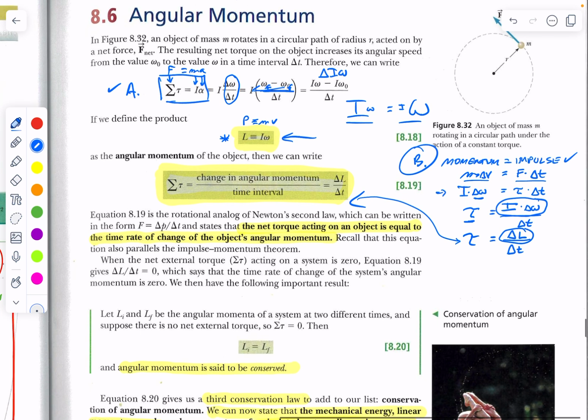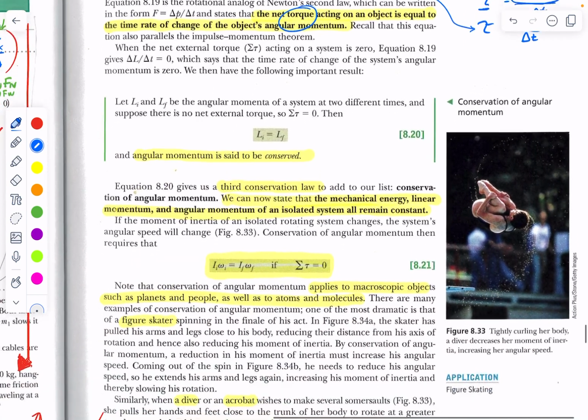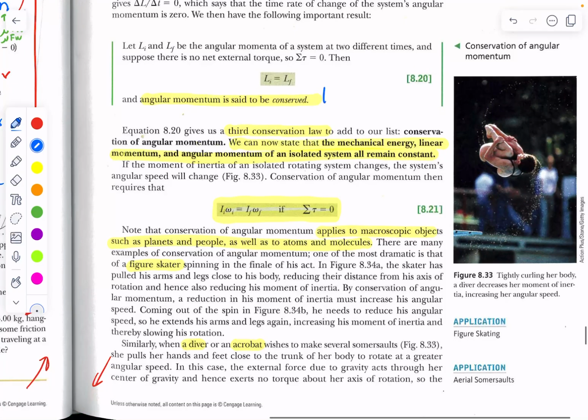So the net torque, remember tau is torque, which is the applied force acting along a torque arm, equals the change in angular momentum divided by the change in time. So the net torque acting on an object is equal to the time rate of change of the object's angular momentum. How long does it take to change an angular momentum? And of course, it is conserved.